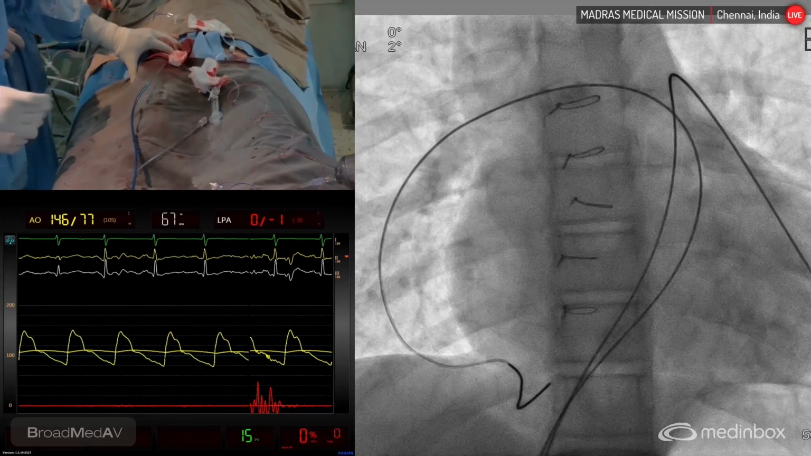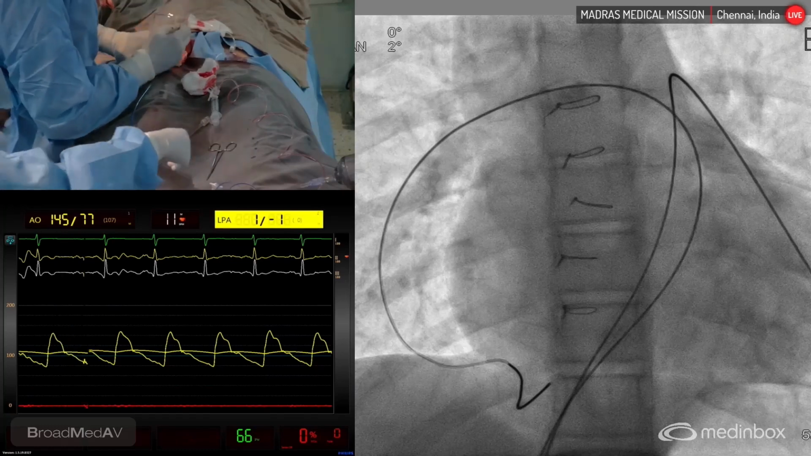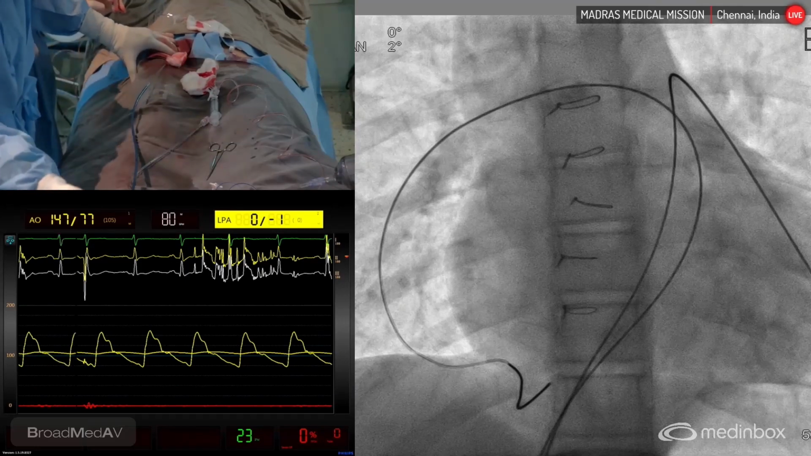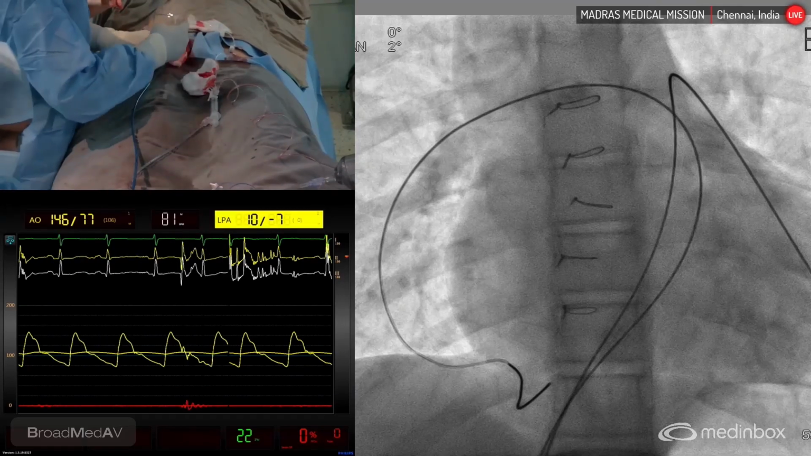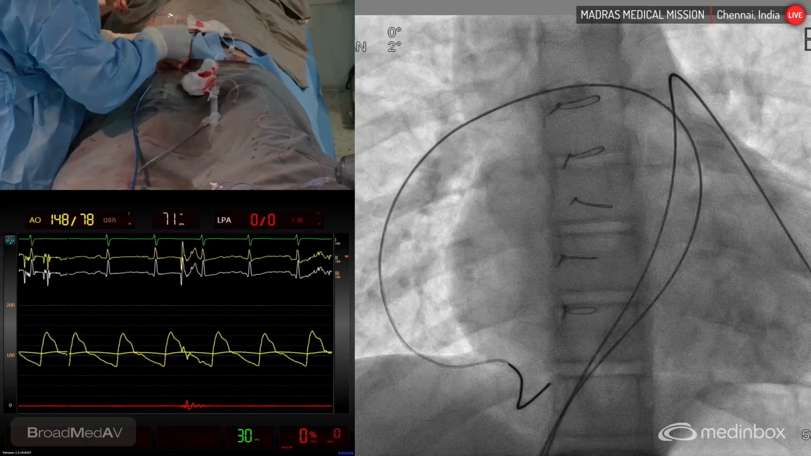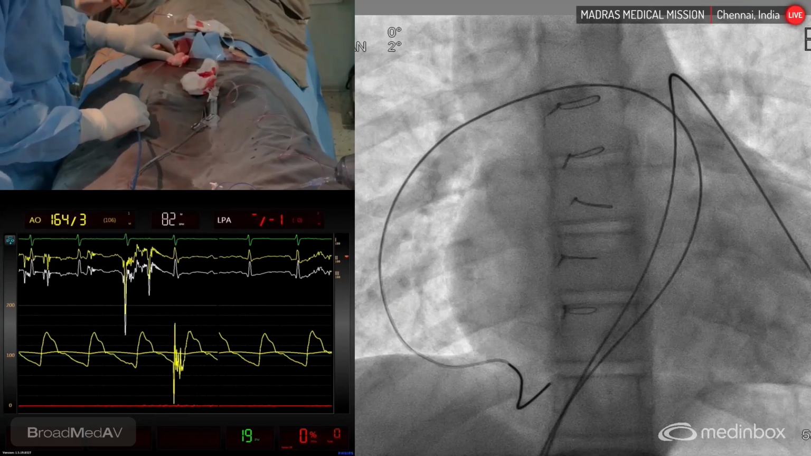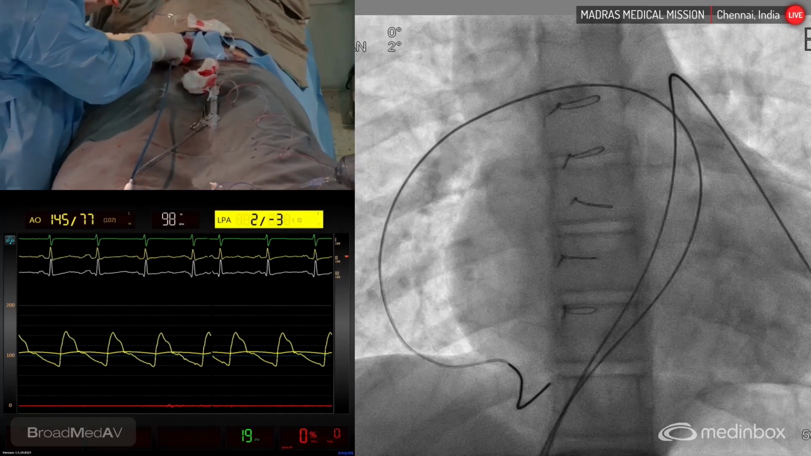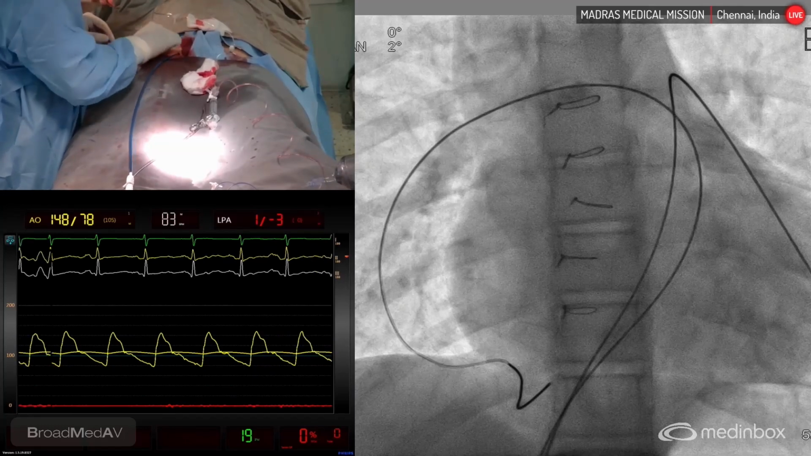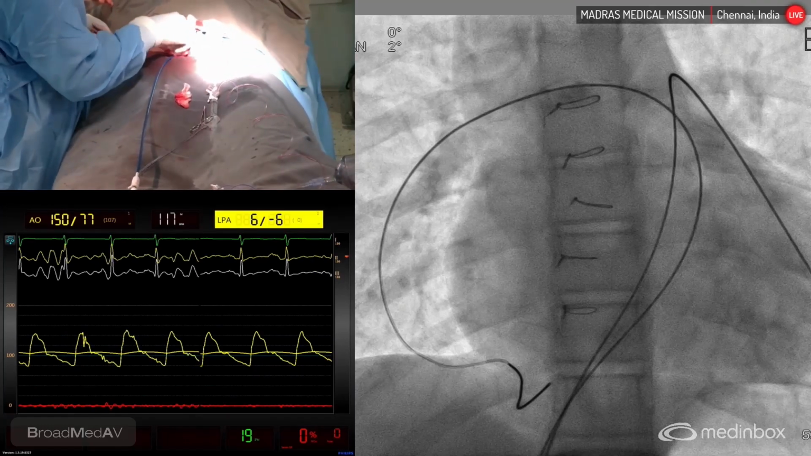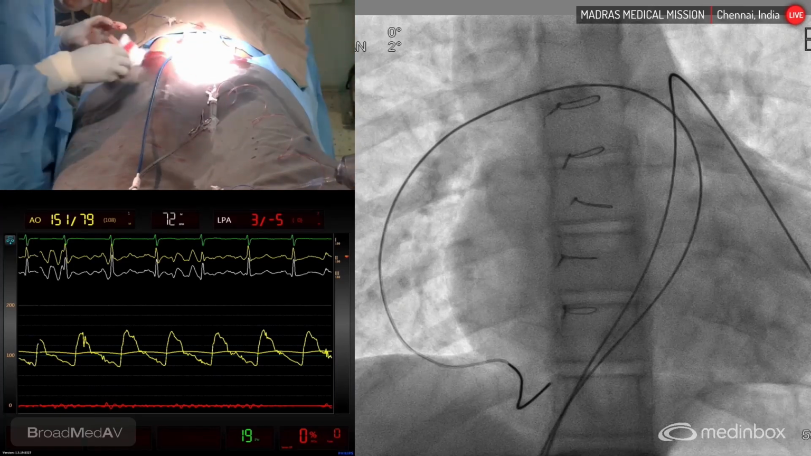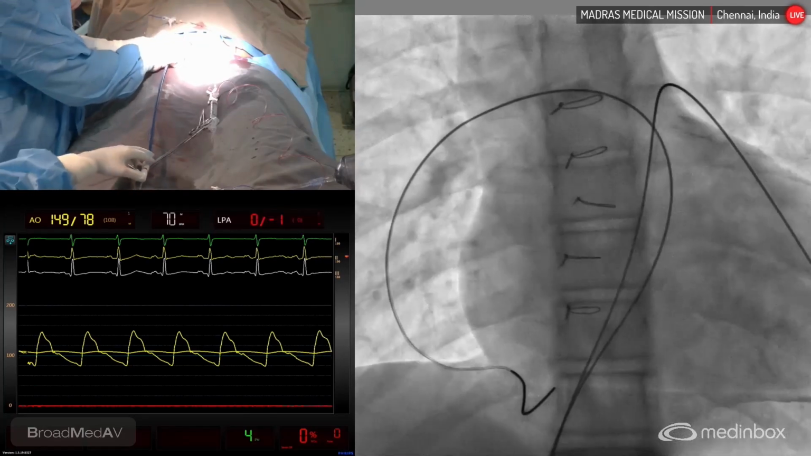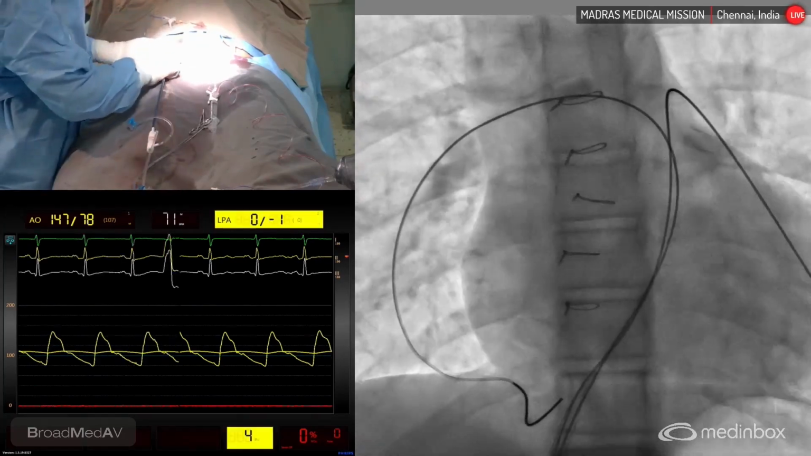Get me a blade and a small artery forceps so that I can dilate the groin. Keep the blade safely back. So now this sheath goes over the two guide wires. So now this is advanced.